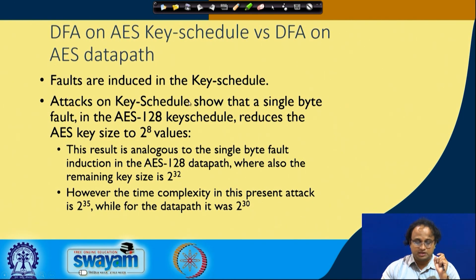If you compare the AES key schedule DFA with the AES data path DFA, you can see that it is 2 power of 35 versus 2 power of 30 complexity, whereas the remaining key size is 2 power of 32. The result is analogous to the single byte fault induction in the AES 128 data path, where also the remaining key size is 2 power of 32, and actually you can reduce it further to 2 power of 8 values, as we have seen.